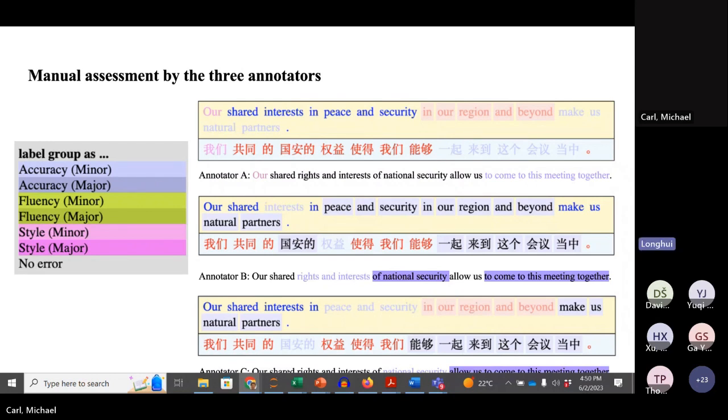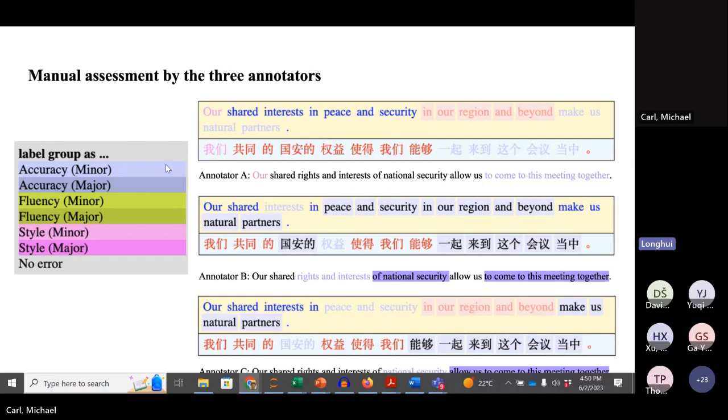Yes, and for annotator C, it's slightly different. He thinks also they first align, right? They first align the errors. So they think "peace and security" is translated into "national security" in Chinese. And this was assigned as a minor accuracy error.